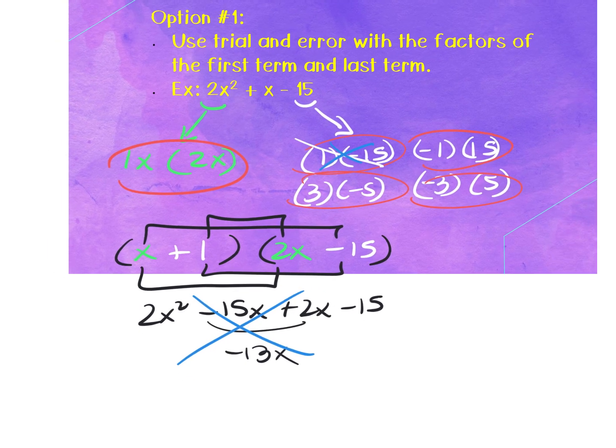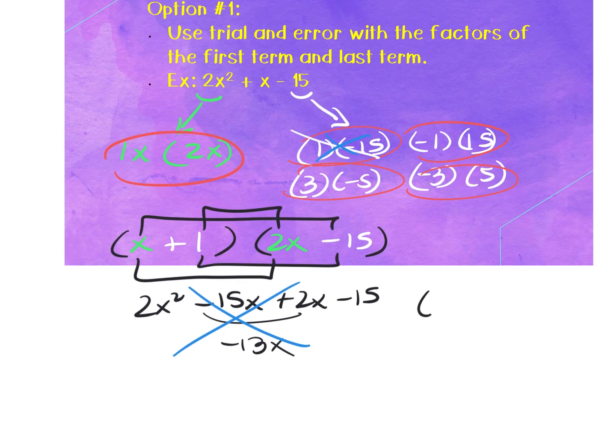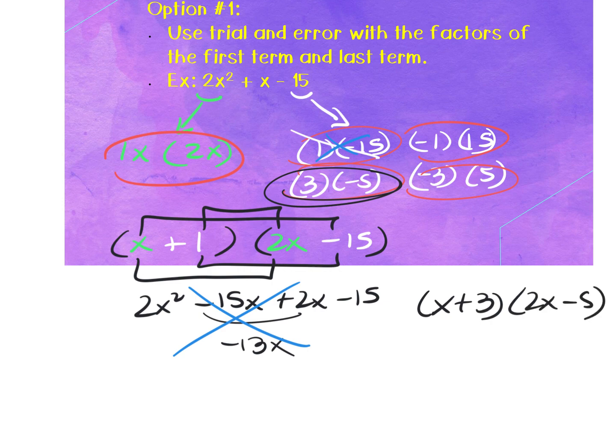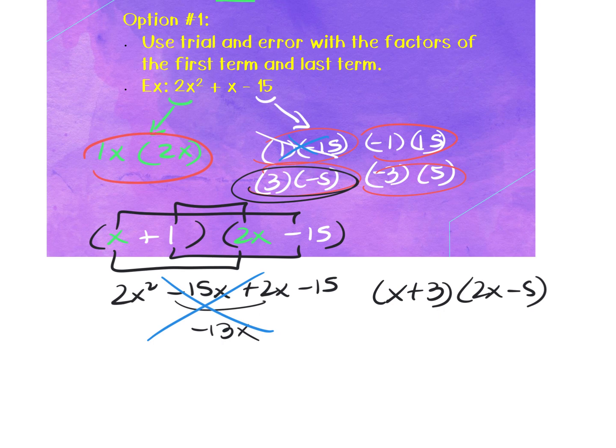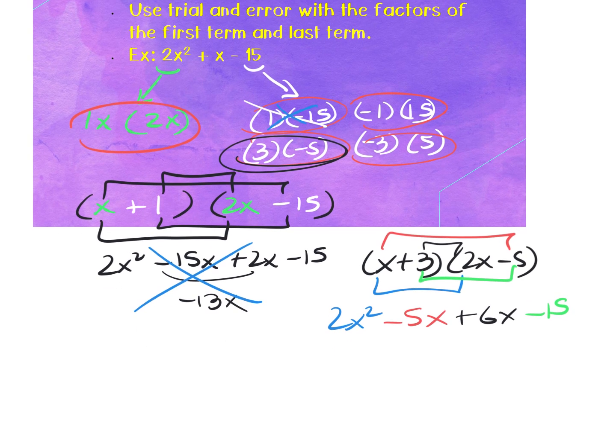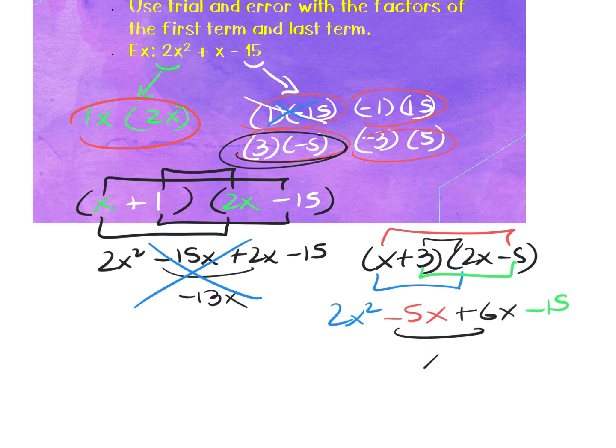Okay, the one that is going to work is going to be, I'll put in x here, and then I'll put a 3. So the one that's going to work is going to be this one, and then 2x and negative 5. So then what you would do is FOIL it. So first, 2x squared, outer, negative 5x, inside, positive 6x, and then finally last, negative 15. So once you combine this, you do get the 1x you were looking for, and it did go back to the original.